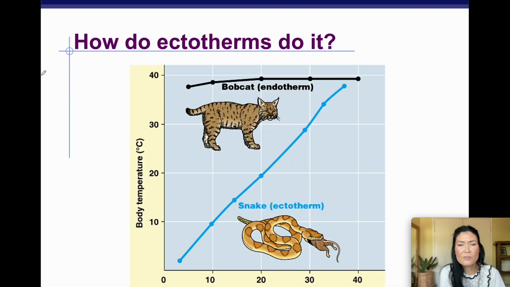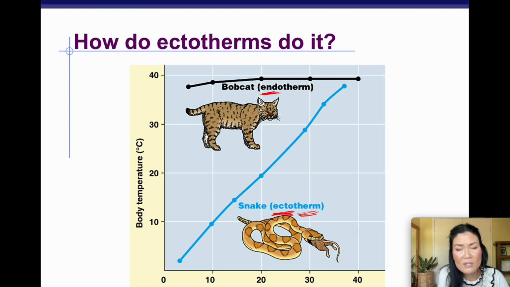So how do ectotherms do it? Ectotherms are organisms that get heat from the outside. Ecto means outside, therm refers to heat. So they're not able to regulate their body temperature internally. Sometimes you have heard them referred to as being cold-blooded. With snakes, we don't really say cold-blooded, we call them ectotherms, okay? They don't maintain body temperature internally like endotherms do.